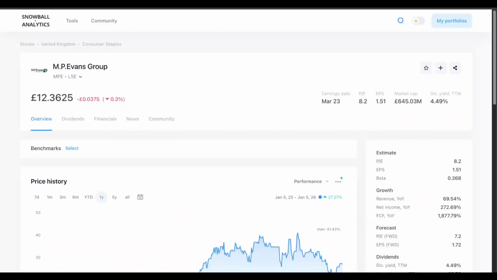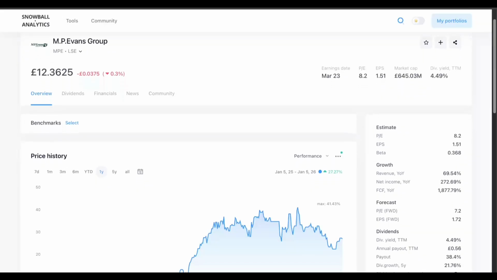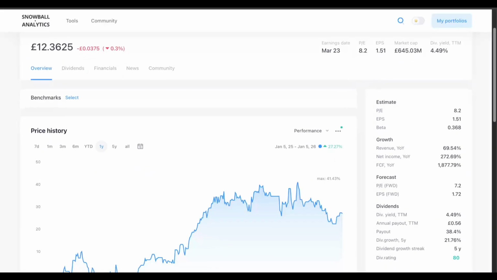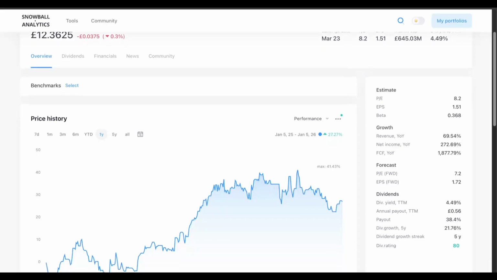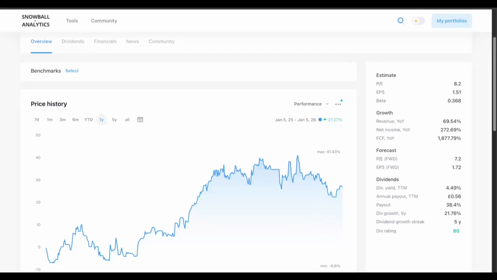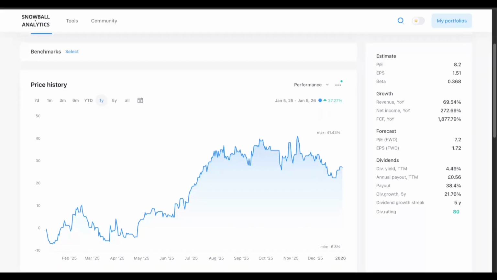The final new stock I'm going to be adding to the portfolio this month is MP Evans Group, stock ticker MPE. As we can see, they have a current dividend yield that sits at 4.49% and a phenomenal 5-year dividend growth rate at 21.76% with a current 5-year dividend growth streak. They're also up 27.27% over the last year, so hopefully they can continue that momentum on into 2026.